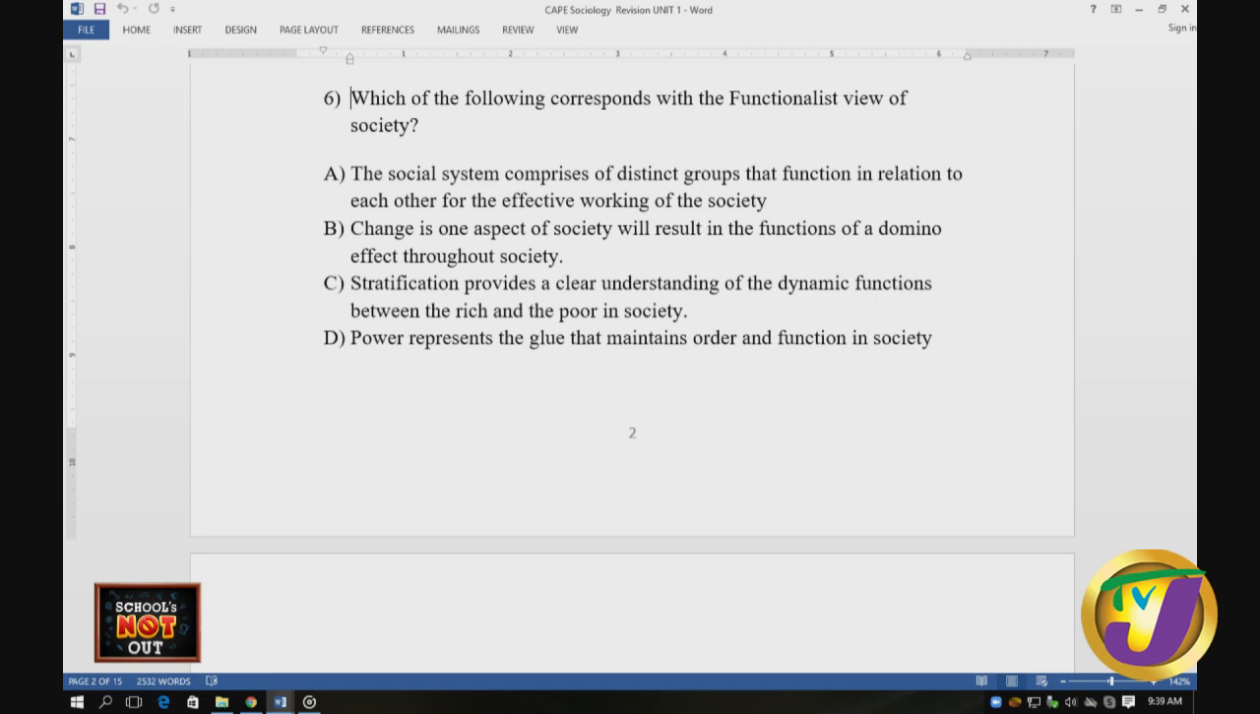B: changing one aspect of society will result in a domino effect throughout society. Not so sure. C: stratification provides a clear understanding of the dynamic function between the rich and the poor. But if we're talking about the functionalist view, stratification is a form of inequality. Why would I go into stratification? And D: power represents the glue that maintains order and function in society. So the best response is A: the social system comprises distinct groups that function in relation to each other for the effective working of society.